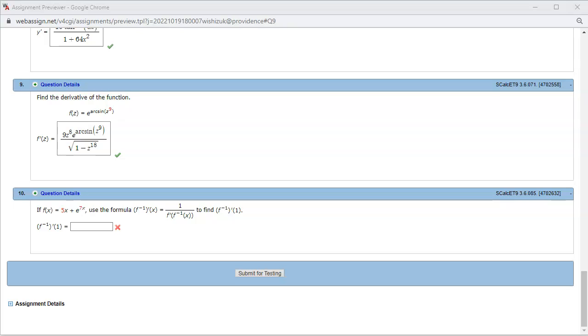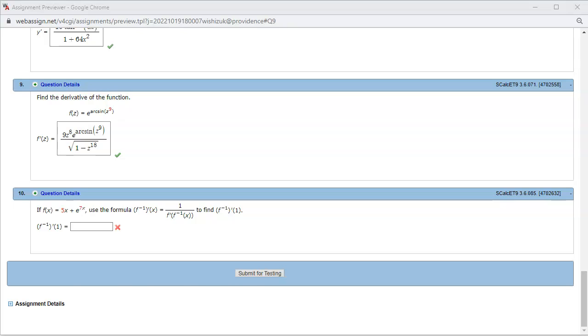All right, let's look at homework 3.6, problem number 10. The function f of x is given as 5x plus e to the 7x, and we want to use this formula: the inverse function derivative. The derivative of f inverse of x is 1 over the derivative of f, evaluated at f inverse of x. All right, so then find the derivative of f inverse of 1, right?